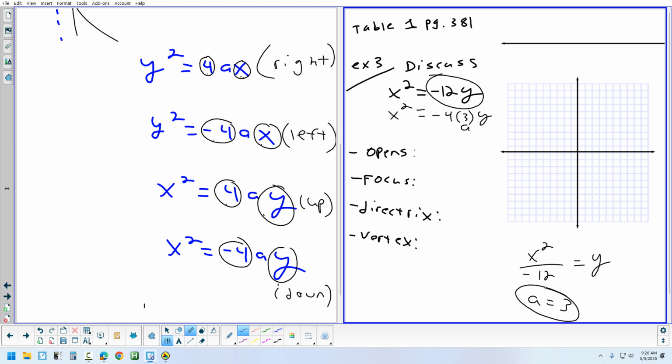Let's put that off to the side. So now we know that the focus is 3 units away. We've got to figure out if it's up, down, left, or right. To figure that out, figure out which way the parabola opens. Which way is this parabola going to open? Look at the letter, look at the number, and that tells you. Yep. Down. This parabola opens down.